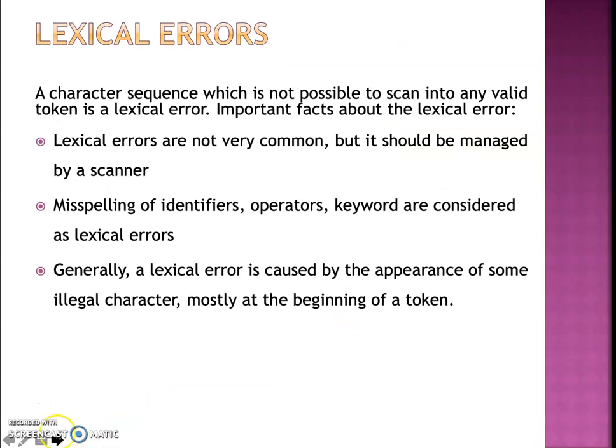Next, lexical error. Whenever the token which has been accepted by the lexical analyzer is not according to the way it wants, that is known as a lexical error. If a token has wrong characters, then a lexical error is thrown. Lexical errors are not very common, but they should be managed by a scanner. Misspelling of identifiers, operators, keywords are considered lexical errors. Generally, a lexical error is caused by the appearance of some illegal characters, mostly at the beginning of a token. So, a lexical error can be corrected by the human when the programs are run. Without correcting these lexical errors, you cannot move forward into running the program or converting a program into an executable form.